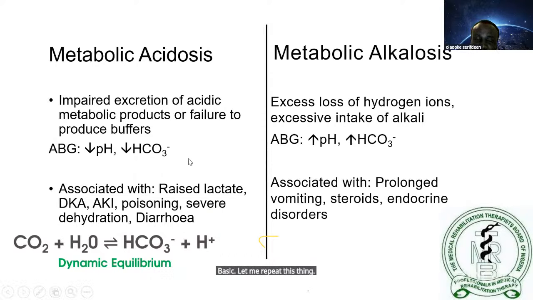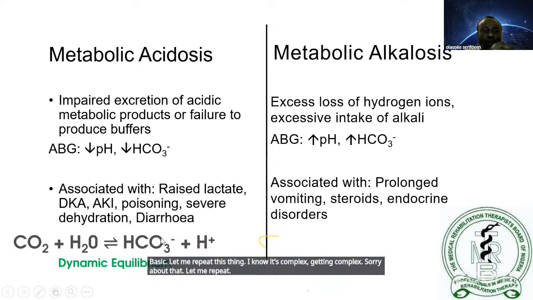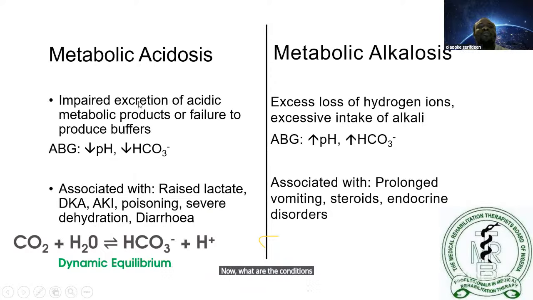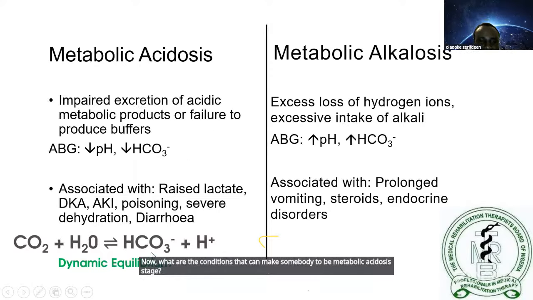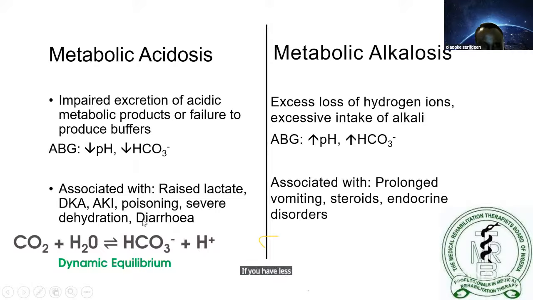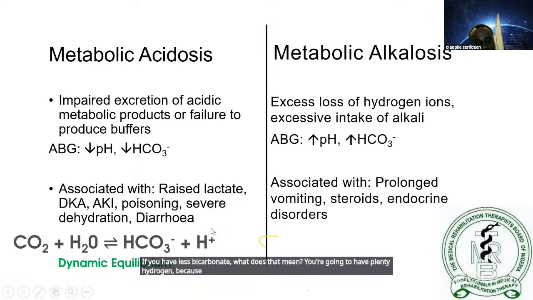I know it's getting complex, sorry about that. Let me repeat. Now, what are the conditions that can make somebody be in a metabolic acidosis state? If you have less bicarbonate, just think about that. It's as simple as that. If you have less bicarbonate, what does that mean? You're going to have plenty of hydrogen, because bicarb is there to chop the hydrogen. So if the bicarb is not there, what is going to happen to hydrogen? Hydrogen will be plenty. Another example, aside from sepsis, bacteria trying to kill somebody.